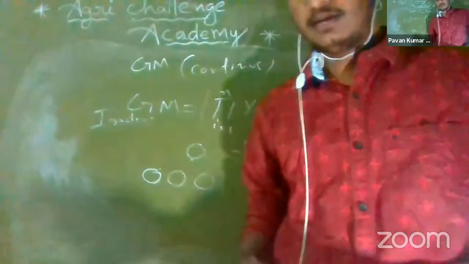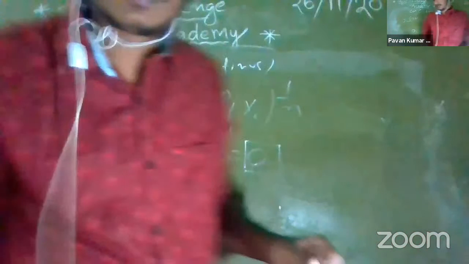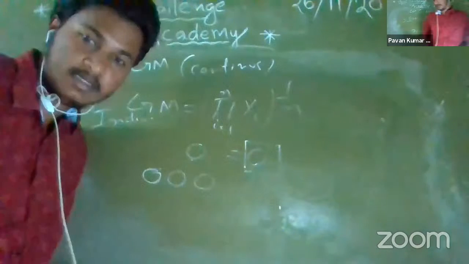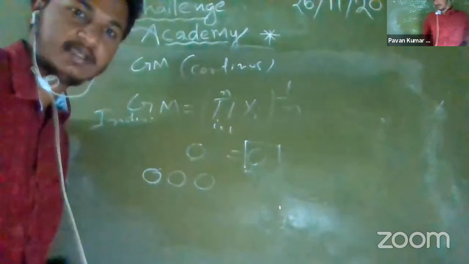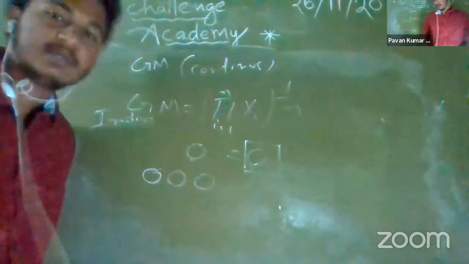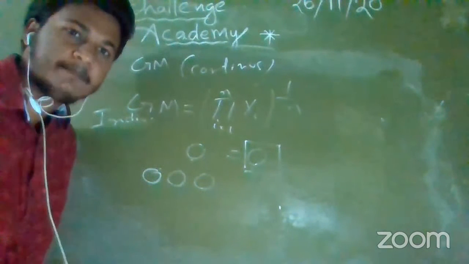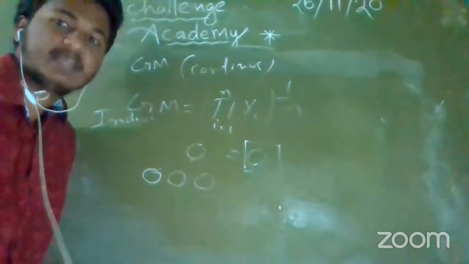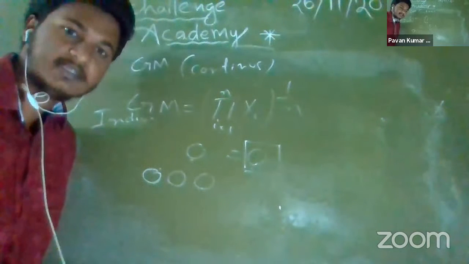Okay, I am stopping today's class till geometric mean. Today geometric mean is over. Tomorrow, in our next class, we will continue with the harmonic mean, measures of dispersion, measures of direction, and other topics: correlation, regression, the main topics.